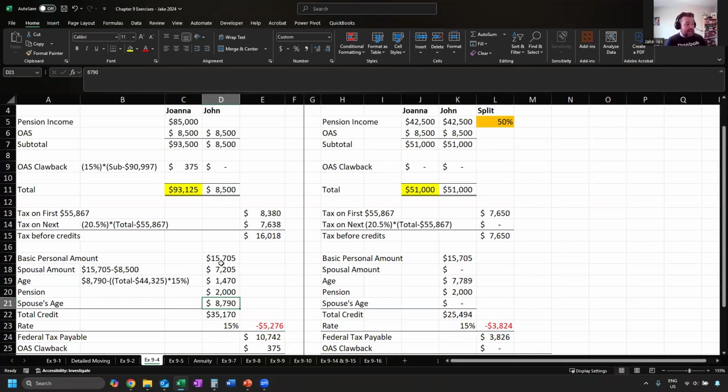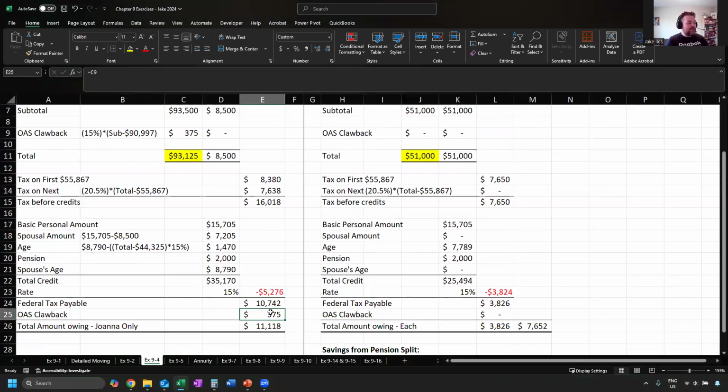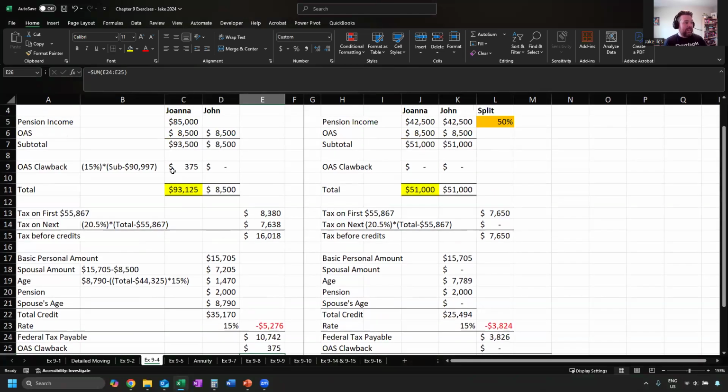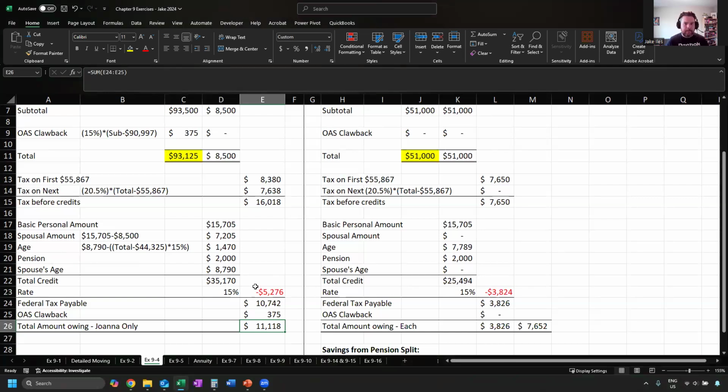So Joanna has a sizable amount of tax credits. That will save her $5,276. So she'll owe that 10. She has that plus the OAS clawback she has to pay. And so $11,118 is the total taxes Joanna and John will have to pay.